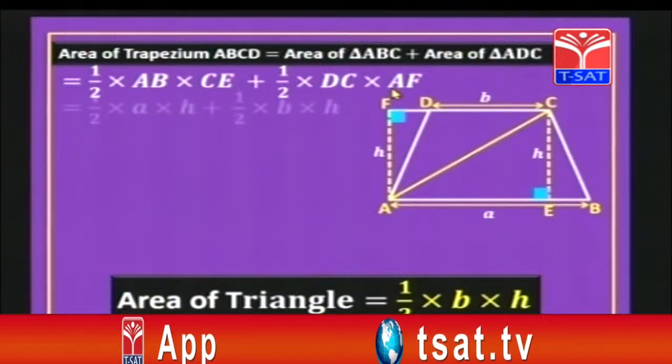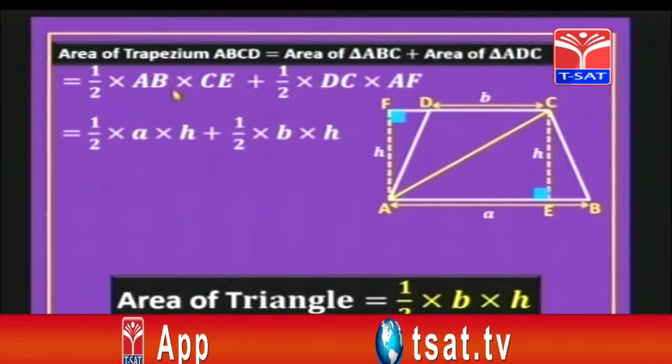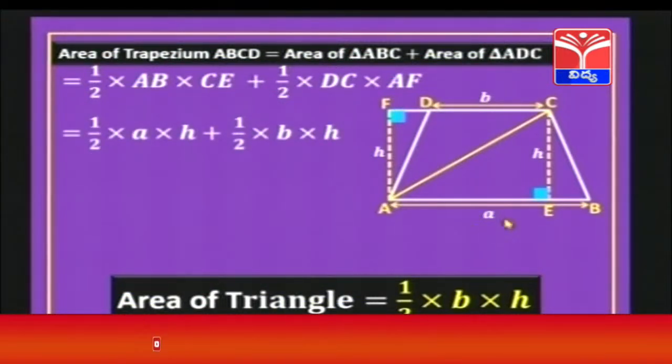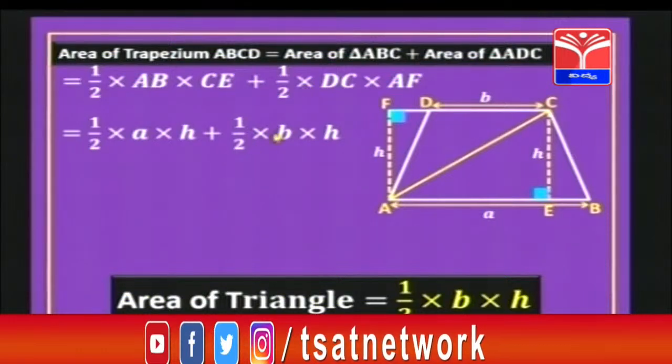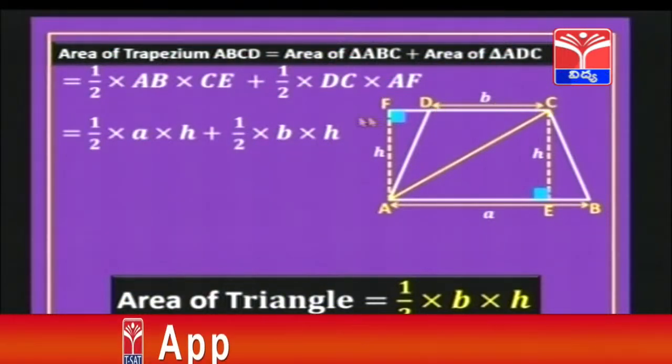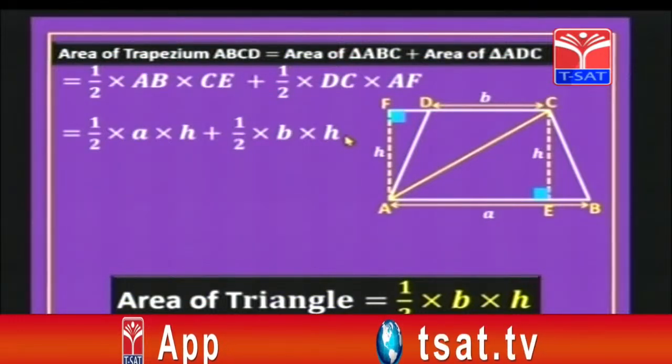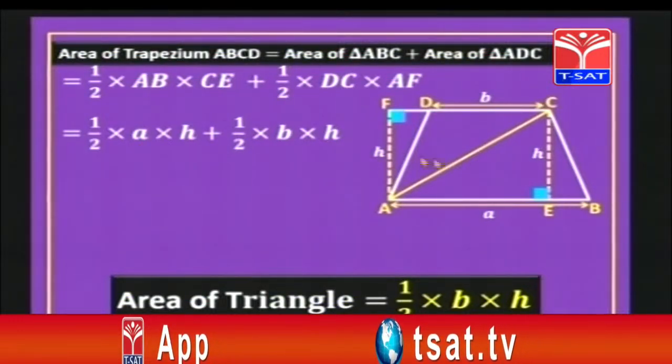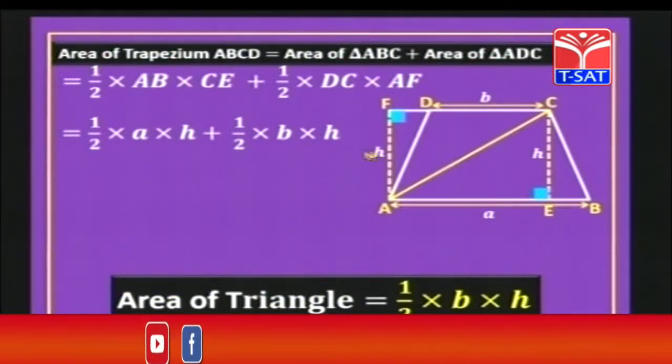Now let us substitute the values, children. AB value is small a and CE is how much, children? Yes, it is H. Again we have half into DC. We have seen DC is equal to B and AF is also equal to H. On substituting these values, we get half into A into H plus half into B into H.